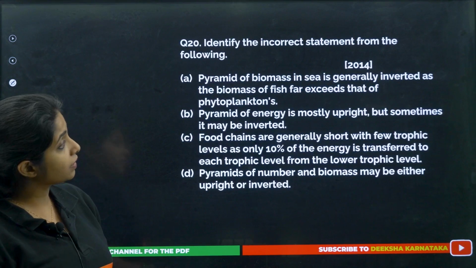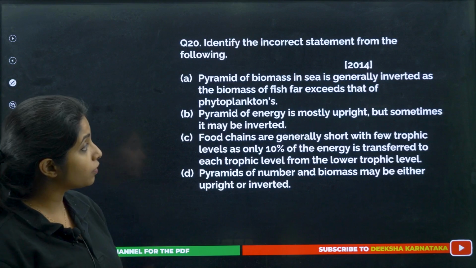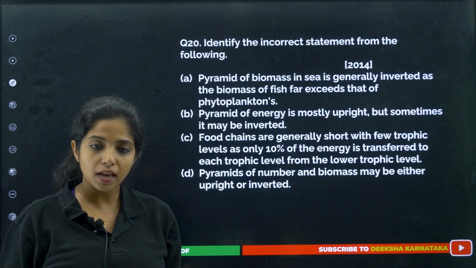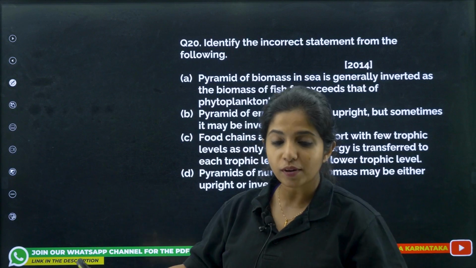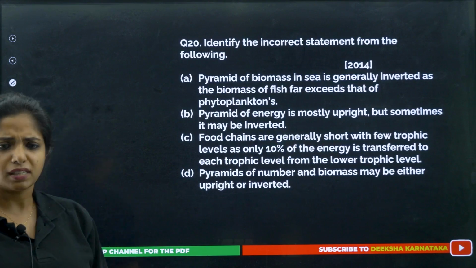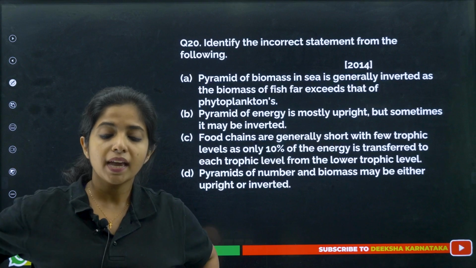Next, identify the incorrect statement from the following. Pyramid of biomass in sea is generally inverted as the... What do you mean by pyramid of biomass? Biomass is basically the biomass of the living organisms which are there. For example, when you talk about sea, aquatic ecosystem.